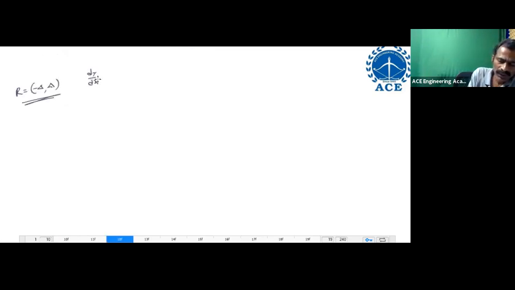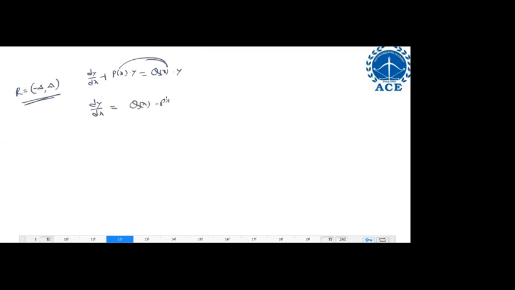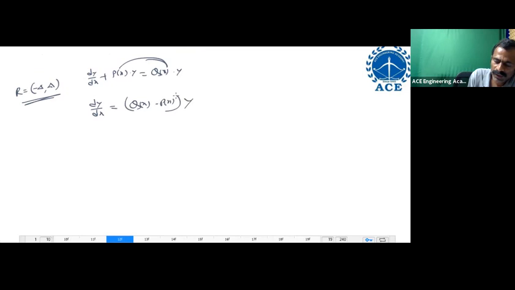dy by dx plus p of x into y equal to q of x into y power n, with n equal to 1. Right? And these 2 terms are having a common term y. So dy by dx equal to the terms with y, and the variables are separable. That's it.